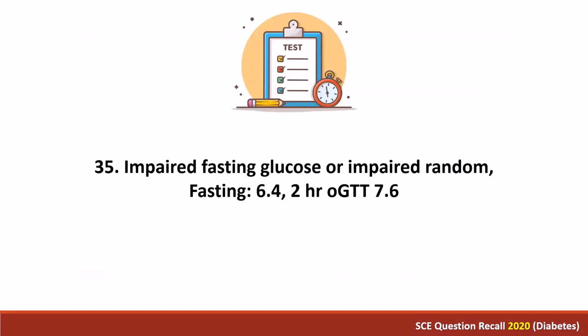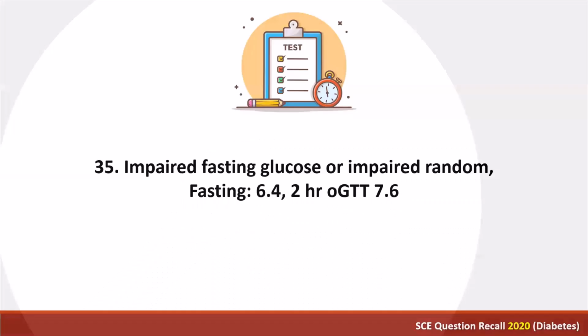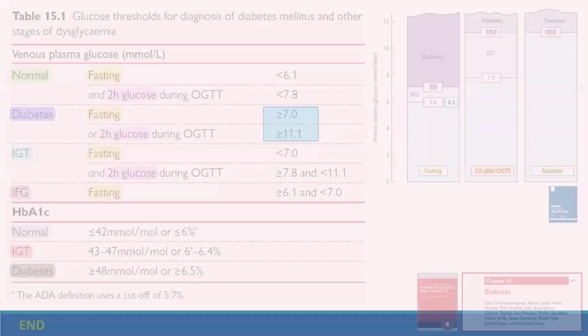And actually, this is the last question in my session today. In the 2020 exam recall, they asked a question about diagnostic criteria of blood glucose. If we have impaired fasting glucose or impaired random or fasting, the fasting plasma glucose is 6.4, in 2 hours is 7.6. Is it impaired fasting or impaired glucose tolerance? Of course, the fasting is more elevated, but in 2 hours it is normal. So this is impaired fasting plasma glucose.